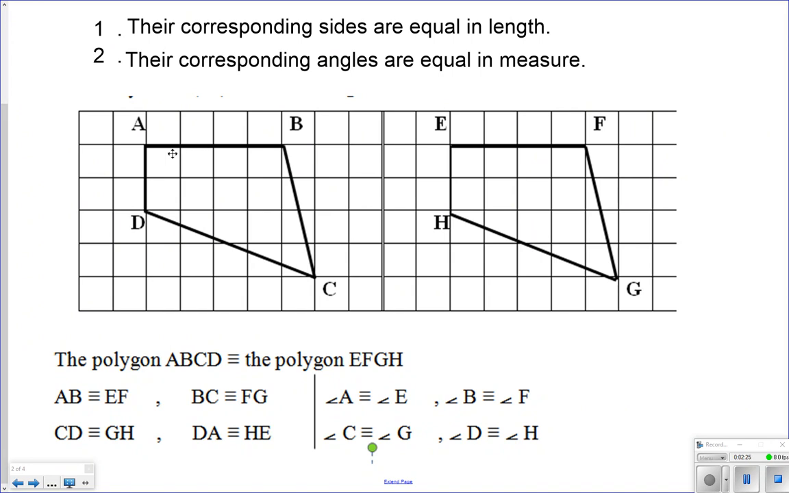And in the same way, the angle A is congruent to the angle E, and the angle B is congruent to the angle F, angle D congruent to H, and the angle C is congruent to the angle G, meaning each two corresponding angles are equal in measure, and any two congruent sides are equal in length.